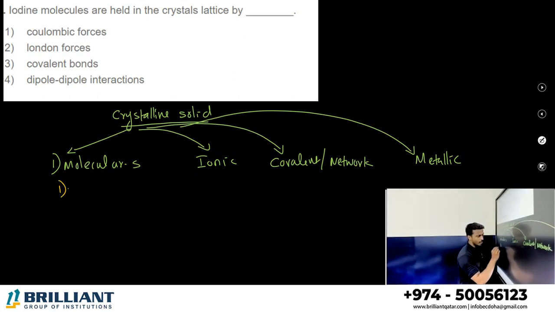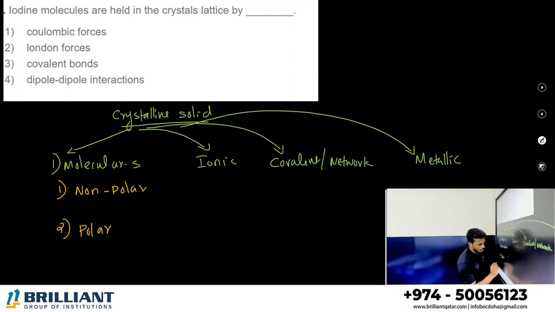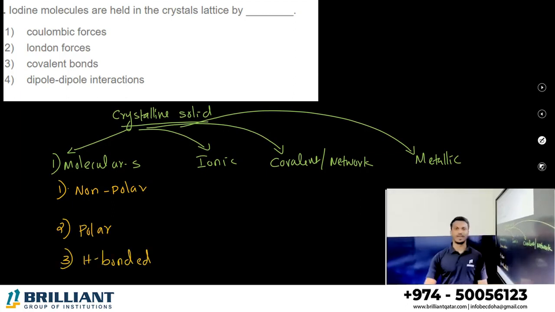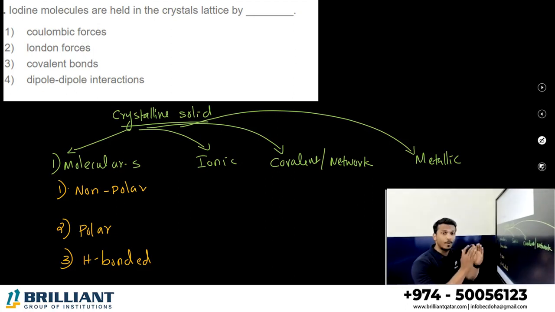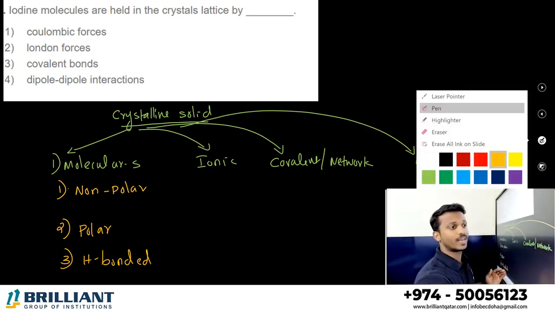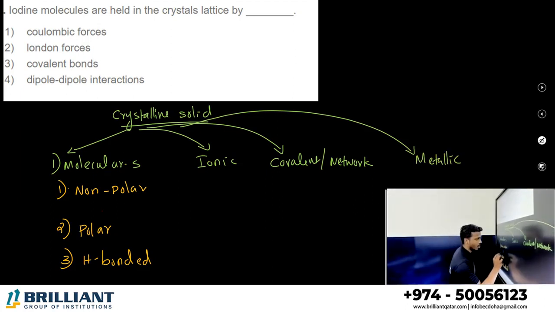First one is said to be non-polar molecule. Second one is said to be polar molecule. Third one is said to be hydrogen bonded molecule. Correct. Non-polar molecule. What is the meaning of non-polar molecule? Non-polar molecules are connected through very weak force of attraction. What is that? That is called dispersion.